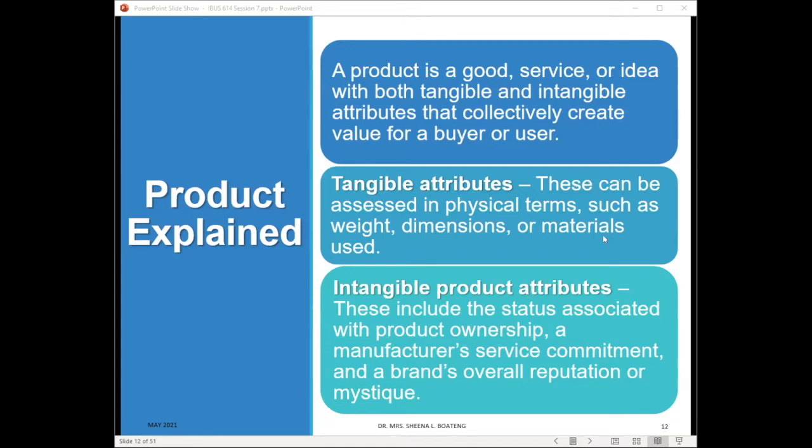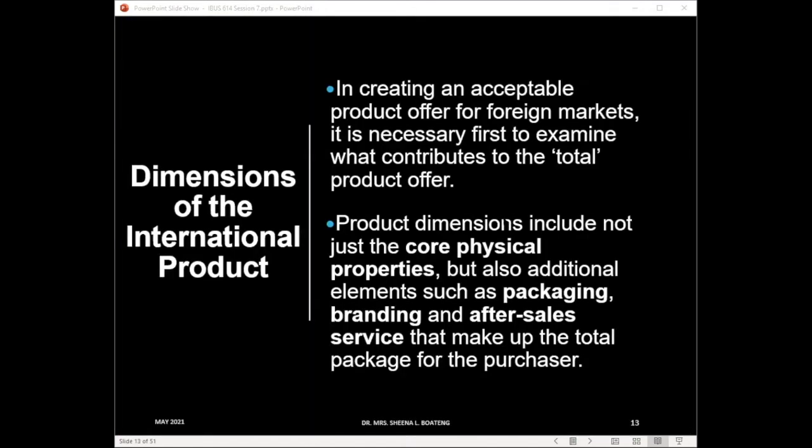But that's just by the way. It's a typical example of how certain intangible attributes can influence how a product is perceived. So in terms of global marketing, firms would always consider the tangible aspects or attributes of a product and the intangible aspects or attributes of this product, right? So that being said, in creating an acceptable product for foreign markets, firms have to look at their total product offer in terms of both these tangible and intangible attributes.